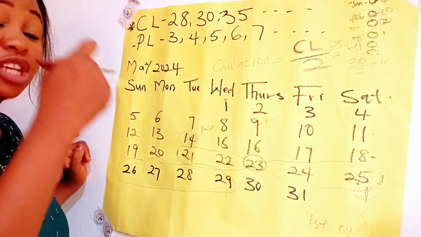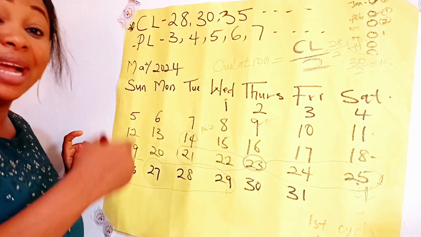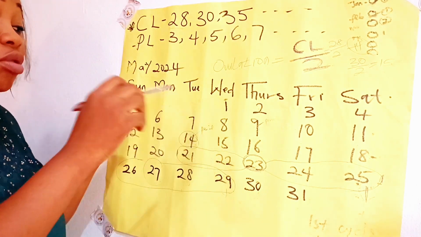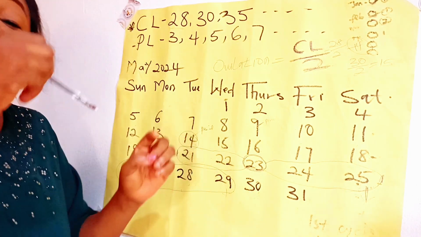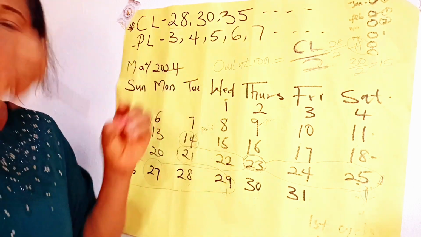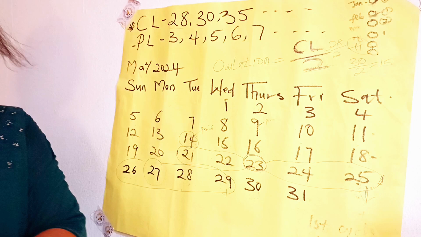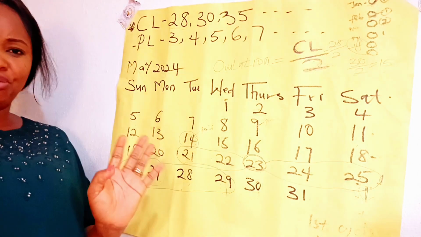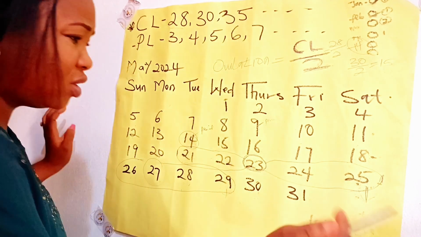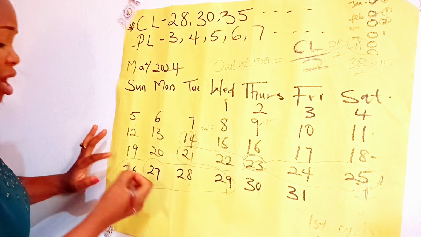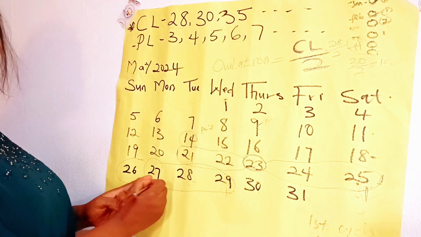So if you're somebody who has a 28-day cycle length, just know that the 14th day from day 1 of your cycle is your ovulation day. Count 2 days backward, count 2 days forward. That is your ovulation period. Very simple. Just like this: 2 days backward, 25, 26; 2 days forward, 28, 29; and 27 is the ovulation day.